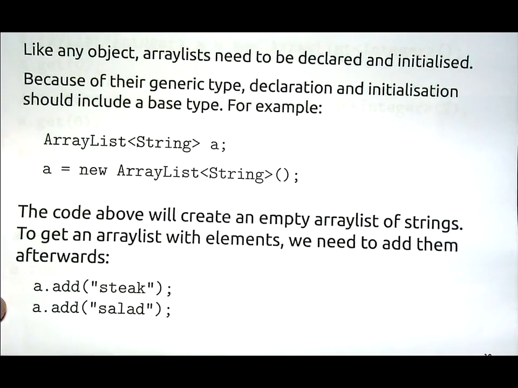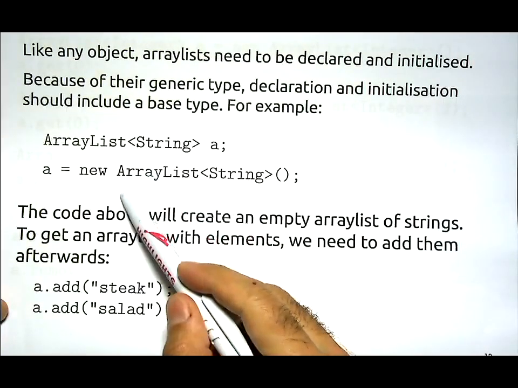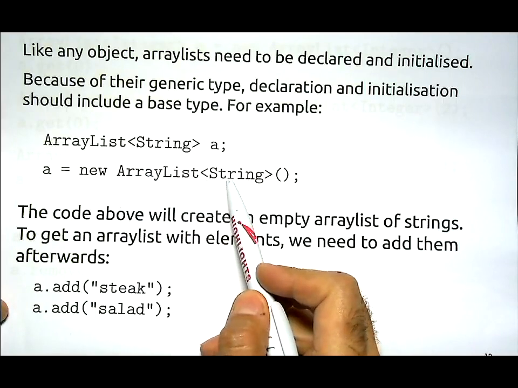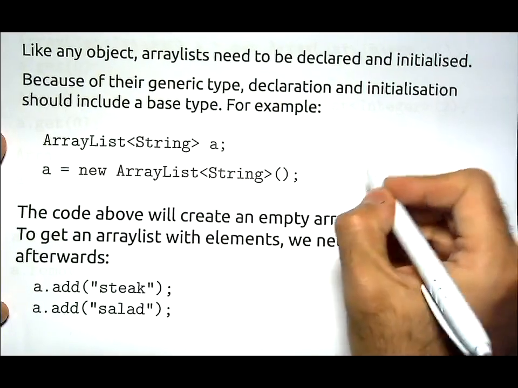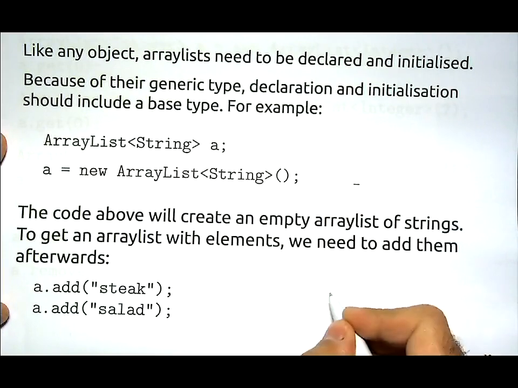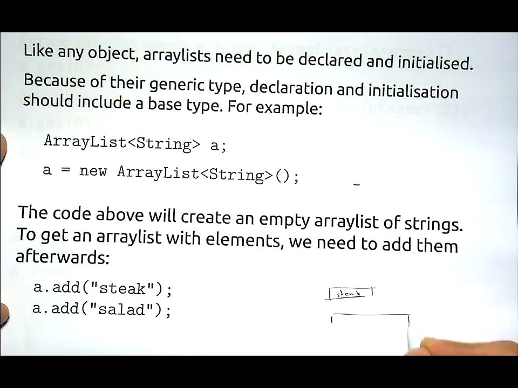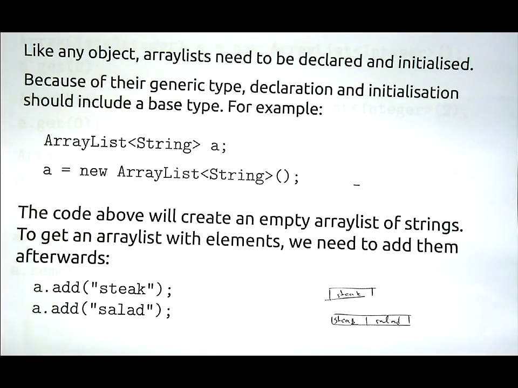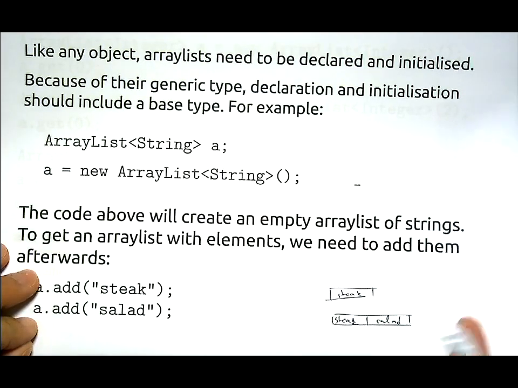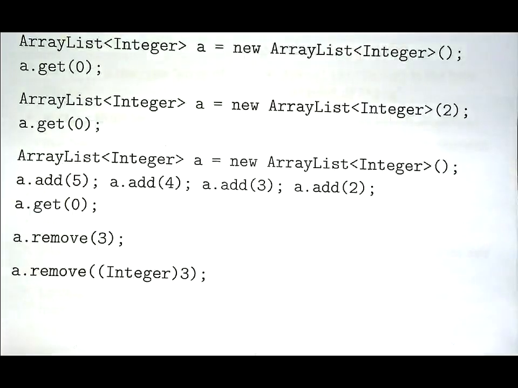So for instance, this code I wrote here creates a new array list of string that is initially empty, and then you add steak, and then you add salad. And this is the way to get an array list of size 2 that has these two elements. Okay. Well, now we have some examples.